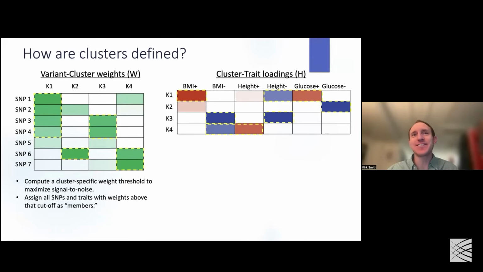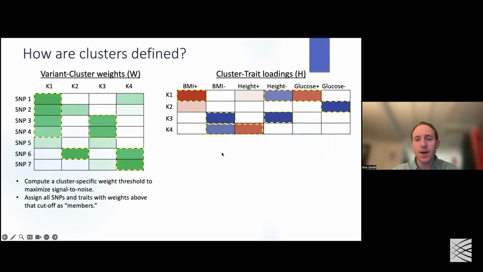Okay, so in terms of defining the final clusters, one approach would be to consider all SNPs and traits with a non-zero weight. There's nothing wrong with that approach. However, our lab's approach has been to focus more on the components that are most heavily driving each cluster. So to do this, we compute a weight threshold to maximize signal to noise ratio. So from there, all of the SNPs and traits with weights above that cutoff are assigned to a cluster.